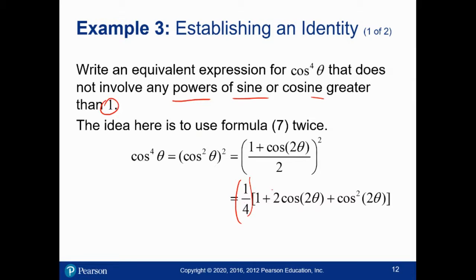But when I FOIL that numerator, okay, we get a 1. We get a cosine of 2 theta, which meets our requirements. The power on that cosine is only 1. But we do get a cos squared of 2 theta. So now what we have to do is use the formula cos squared of theta is equal to, say, 1 plus cos of 2 theta over 2. Okay, this is just one of our double angle formulas for cosine.